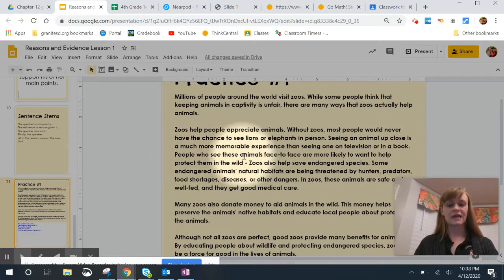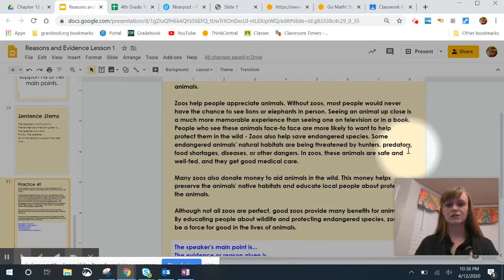People who see these animals face to face are more likely to want to help protect them in the wild. Zoos also help save endangered species. Some endangered animals' natural habitats are being threatened by hunters, predators, food shortages, diseases, or other dangers. In zoos, these animals are safe and well fed, and they get good medical care.